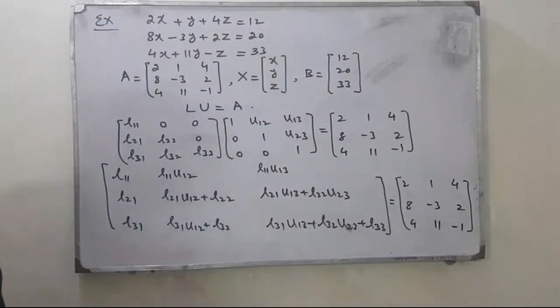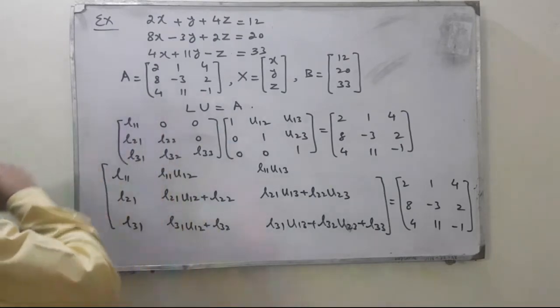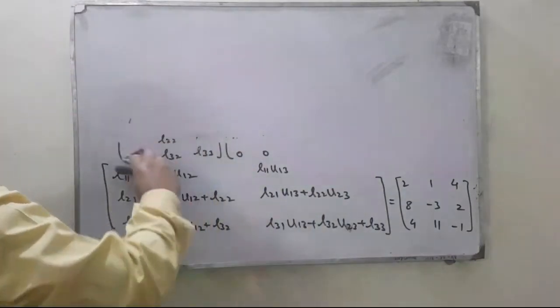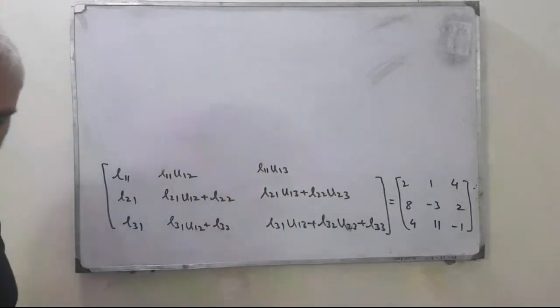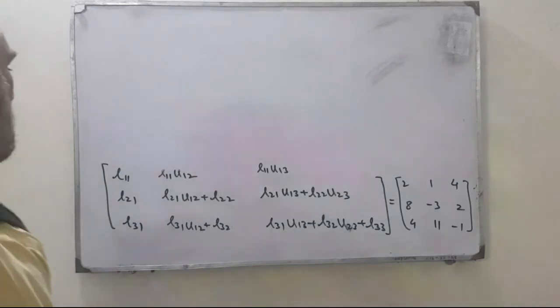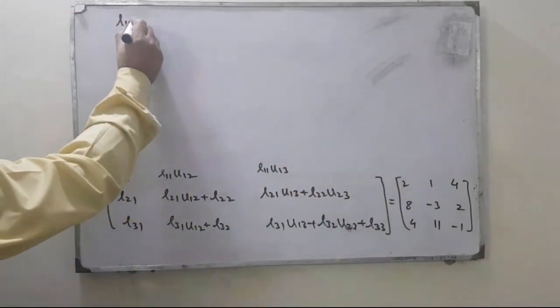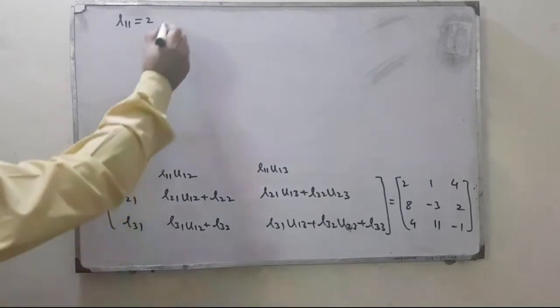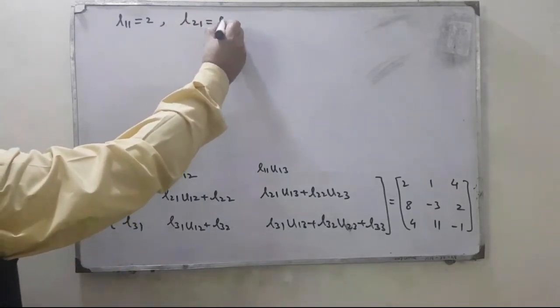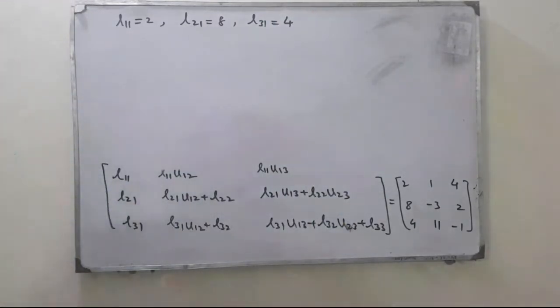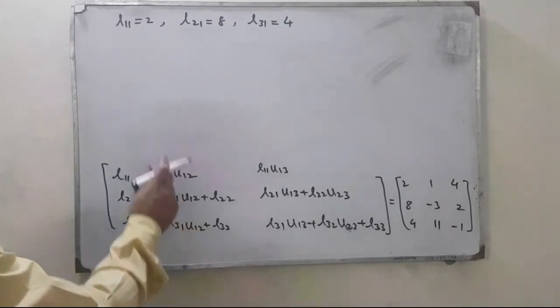Okay. Now we make the comparison of these two matrices to obtain the unknowns involved. So we have to create a space here. Okay. On comparison, the first entry L11 is equal to 2. Similarly, L21 is equal to 8. And L31 is equal to 4. We got the first three unknowns. And next is to find the next entries from here.